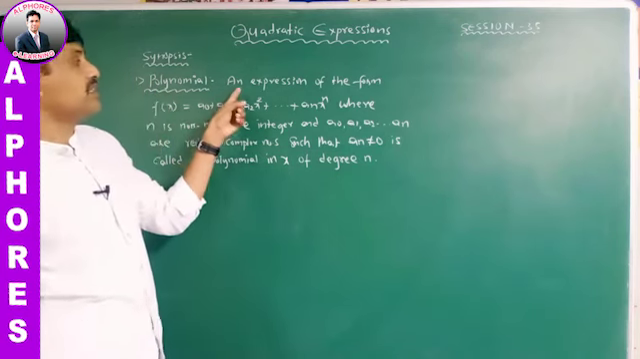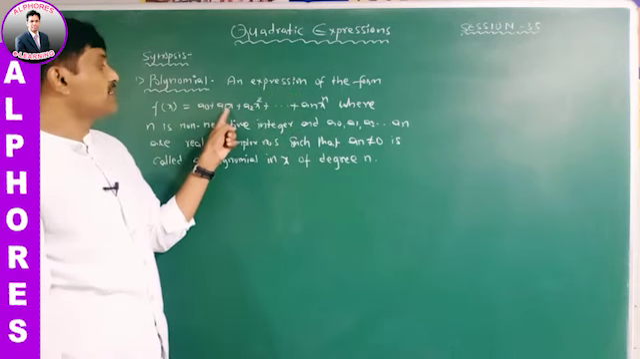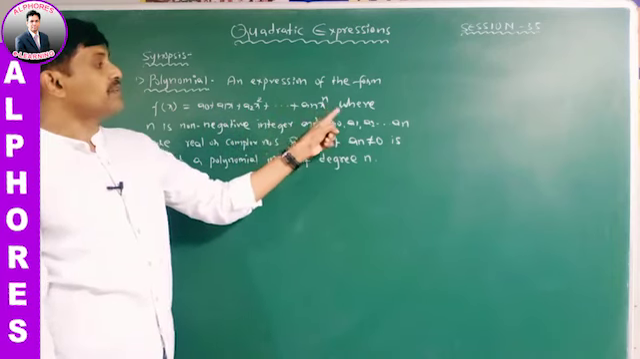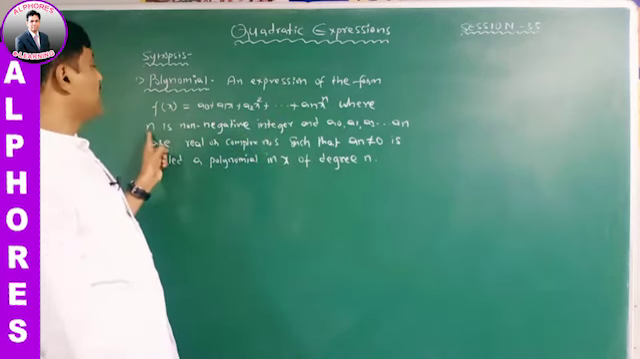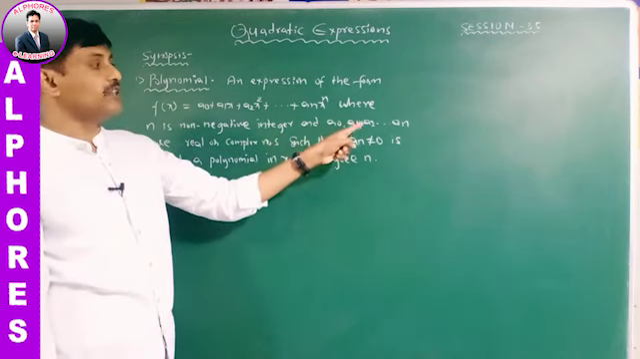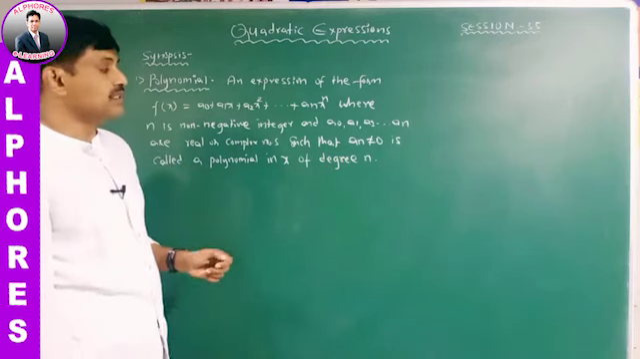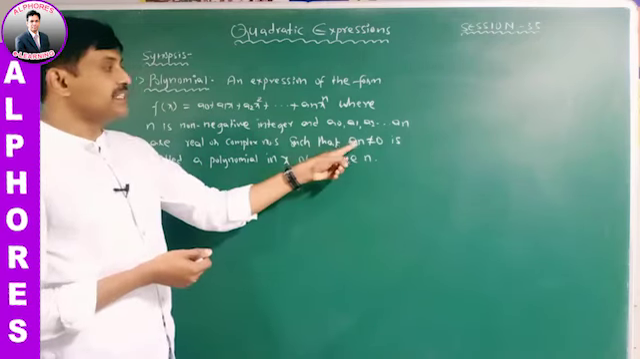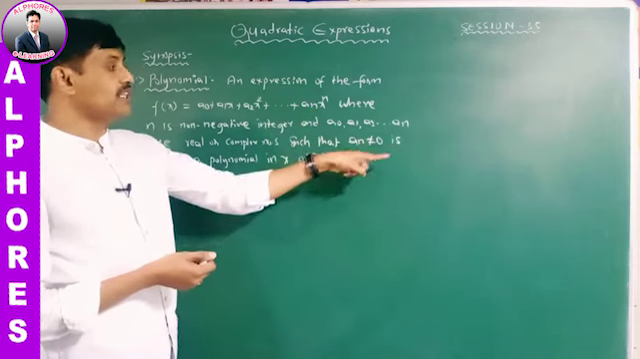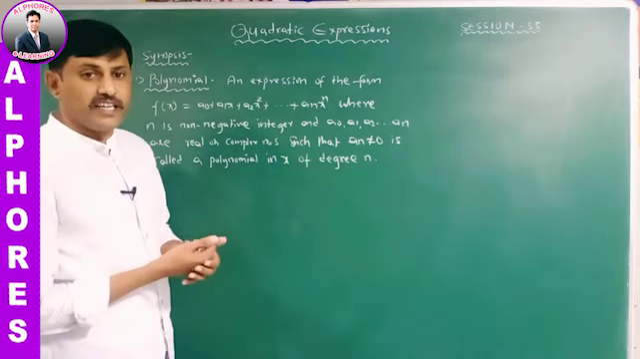A polynomial is an expression of the form f of x is equal to a0 plus a1x plus a2x square plus so on, an x power n, where n is a non-negative integer and a0, a1, a2, an are real or complex numbers, such that an, the leading coefficient, should not be 0, therefore an not equal to 0. This is called a polynomial in x of degree n.